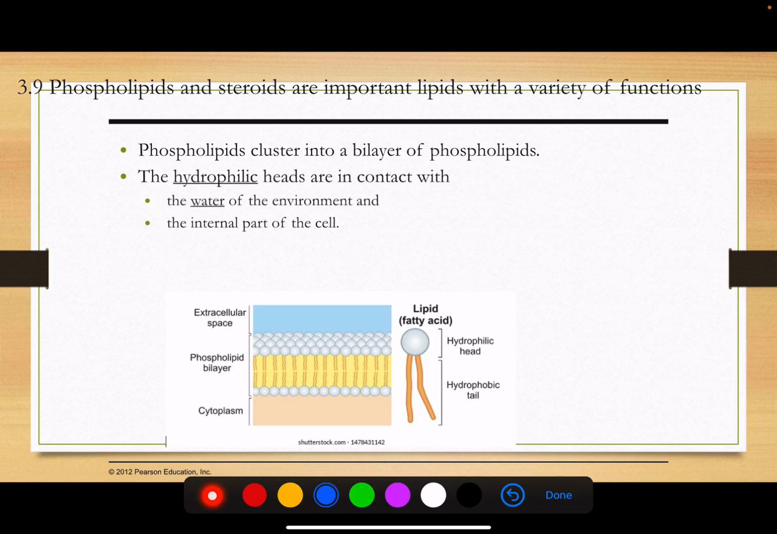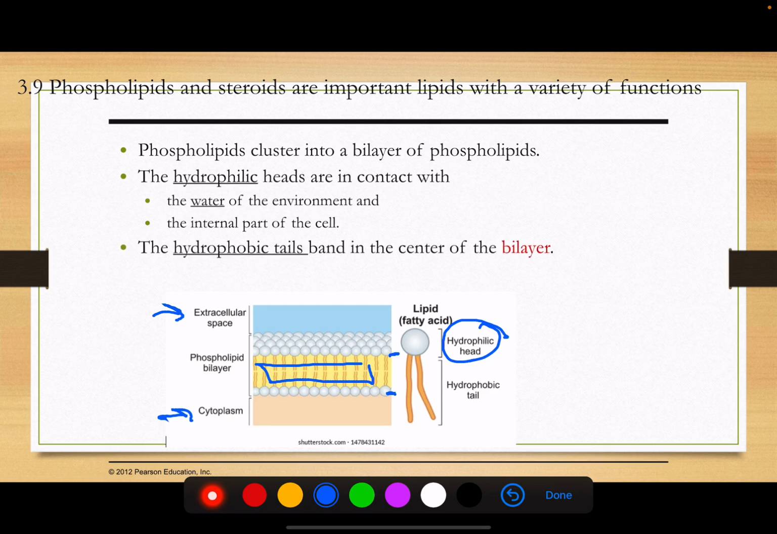With that lipid bilayer, what's going to happen is the inside, the cytoplasm, and the outside of your cell have water. Its composition is mostly water. And so the heads, the hydrophilic head, water loving, will face the outside and the inside. And the hydrophobic tails will all hide here in the middle. They're trying to stay away from the water. This creates a partition or a boundary for the cell. So there's your hydrophobic tails.